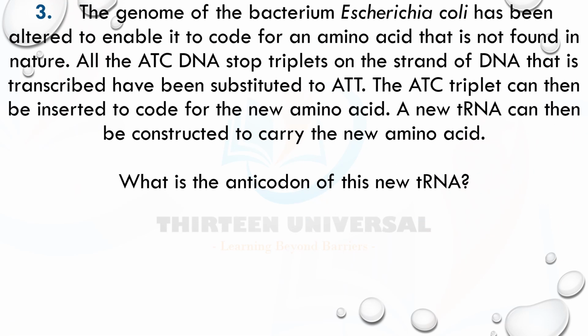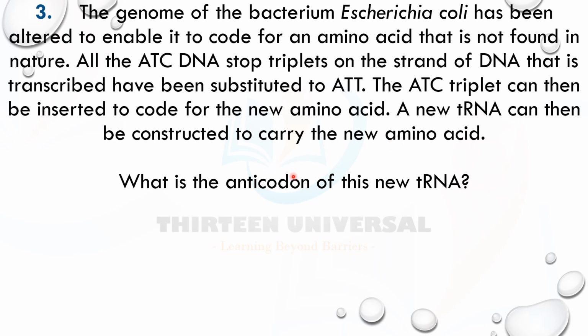All right, the genome of bacterium Escherichia coli has been altered to enable it to code for an amino acid that is not found in nature. All the ATC DNA stop triplets on the strand of DNA that is transcribed have been substituted to ATT. So C is substituted with T. They say the ATC triplet can then be inserted to code for the new amino acid. A new transfer RNA can then be constructed to carry the new amino acid.